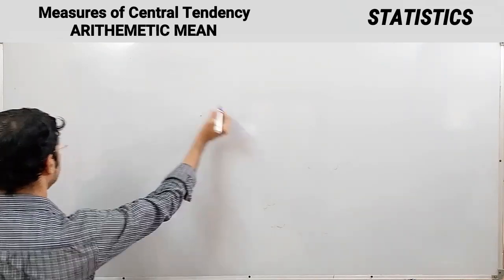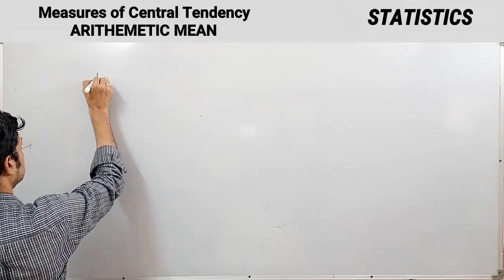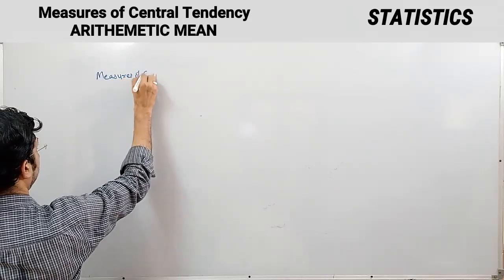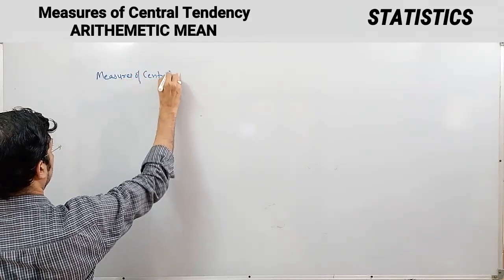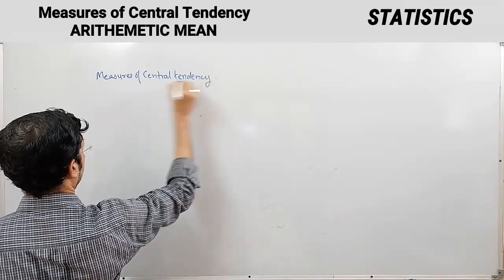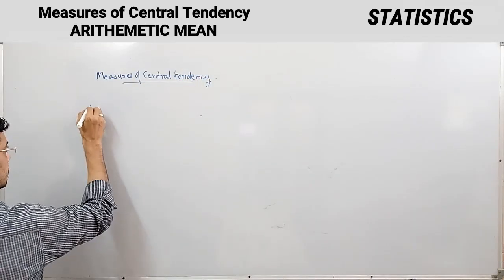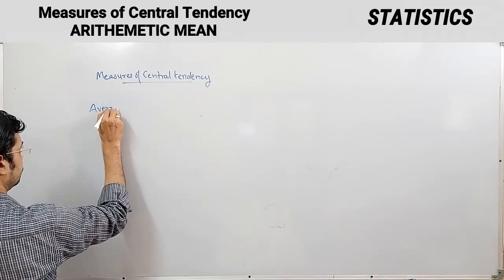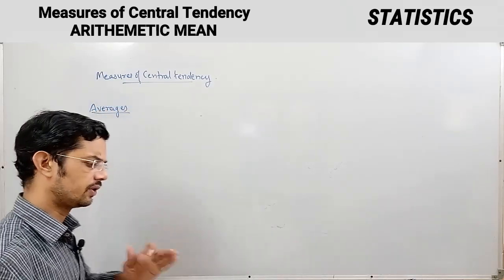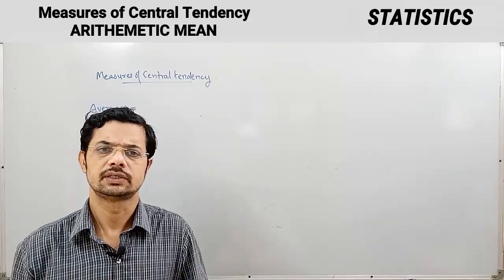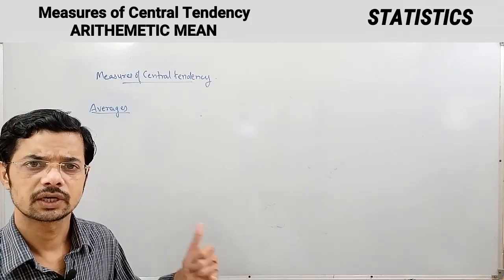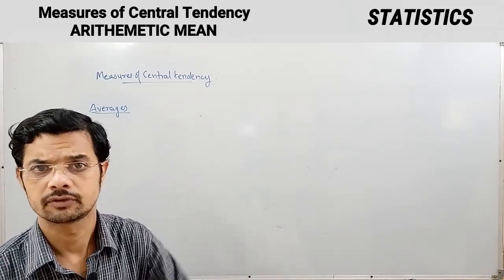So let us consider what it is. Measures of central tendency. What are we going to discuss? Measures of central tendency. These are nothing else but averages. Now, how to calculate this average and what are their types? So first thing we will discuss is what are the types of averages. There are two types of averages.